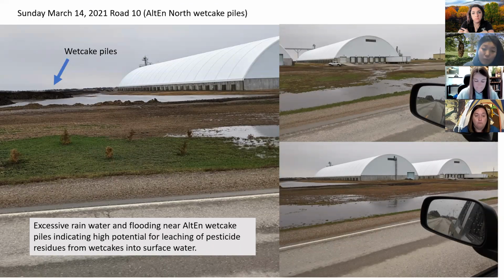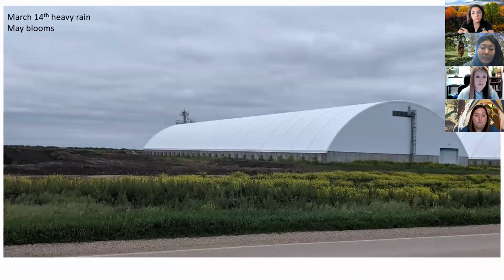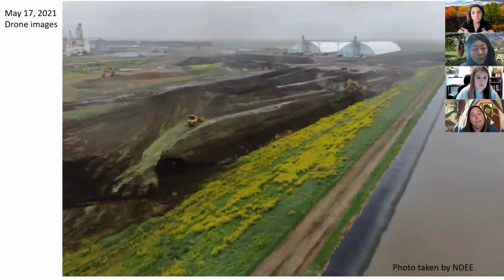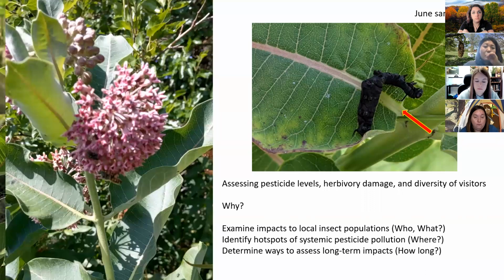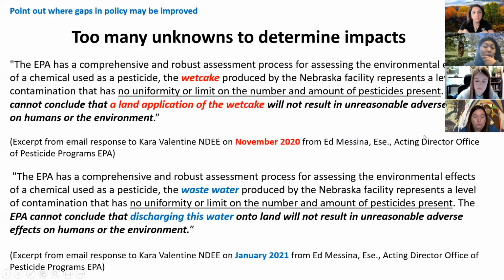You can see the excessive rain in these areas, and then boom, what replaces the rain is big blooms of forage, which is going to be where the bees, the butterflies, and wildlife are getting their food. We're seeing monarch larvae, caterpillars dead, feeding on these plants. And the question is, where are they? Where are these hot spots? And how long are these impacts going to occur? So it is kind of an alarming situation.